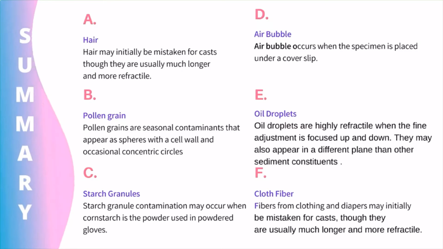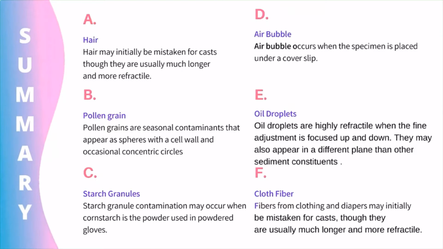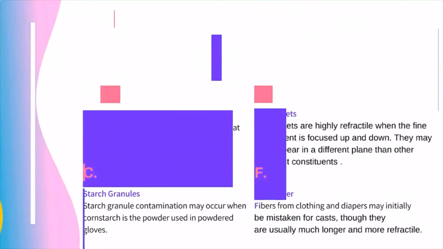This will occur when cornstarch is the powder used in powdered gloves. The next one is air bubble, which occurs when the specimen is placed under a cover slip. The next one is oil droplets. They are highly refractile when the fine adjustment is focused up and down. They may also appear in a different plane than other sediment constituents. And the last one is cloth fiber. Fibers from clothing and diapers may initially be mistaken for casts, though they are usually much longer and more refractile.